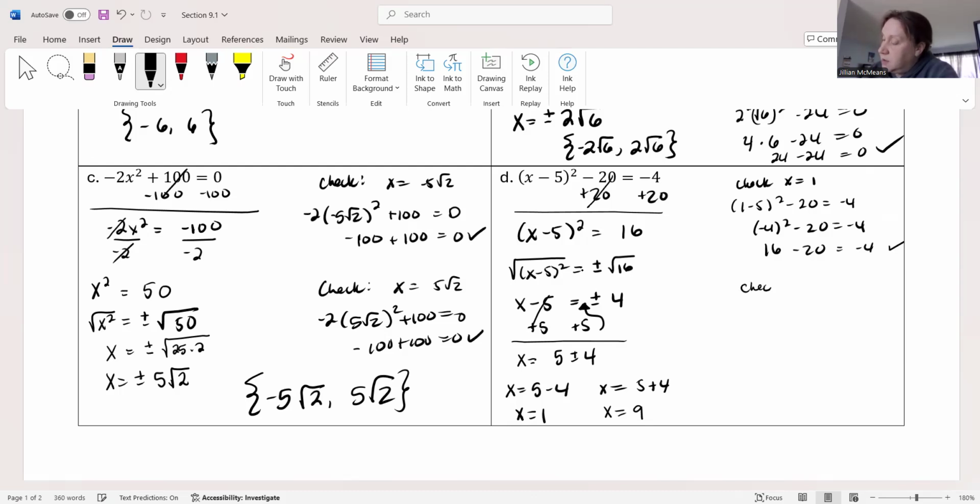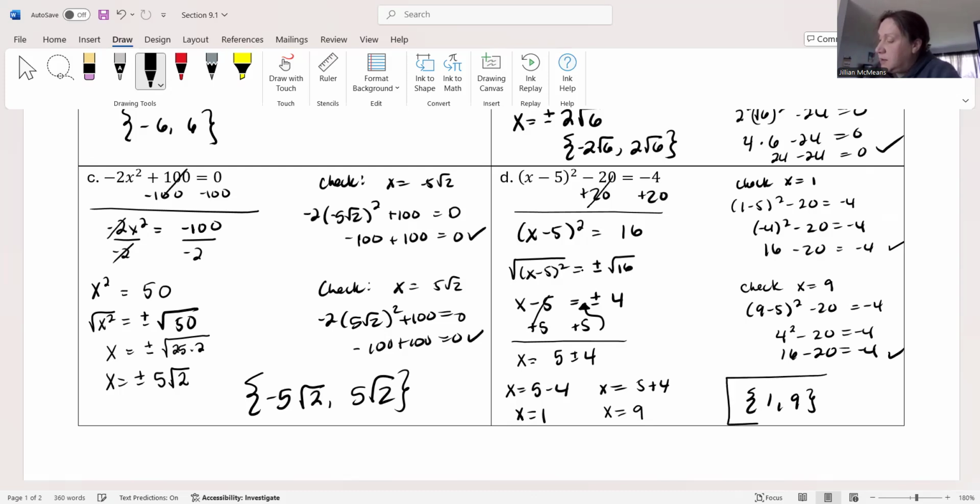Let's also check x equals 9. So anywhere I see an x, I'm going to replace it with a 9. So I get 9 minus 5 squared minus 20 is negative 4. Well, 9 minus 5 is 4. 4 squared minus 20 is negative 4. Well, 4 squared is 16. And 16 minus 20 is negative 4. So everything really truly does check out. And I want to say my solutions here are 1 and 9.